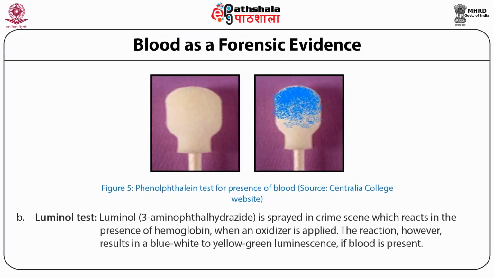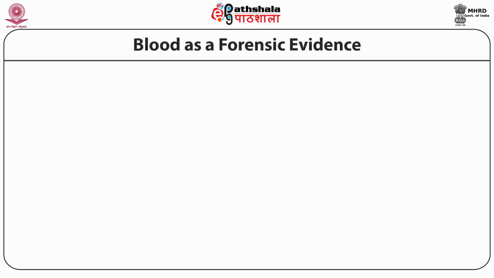Luminol test. Luminol is sprayed at the crime scene and reacts in the presence of hemoglobin. When an oxidizer is applied, the reaction results in a blue-white to yellow-green luminescence. The light is emitted as a byproduct of a chemical reaction if blood is present.